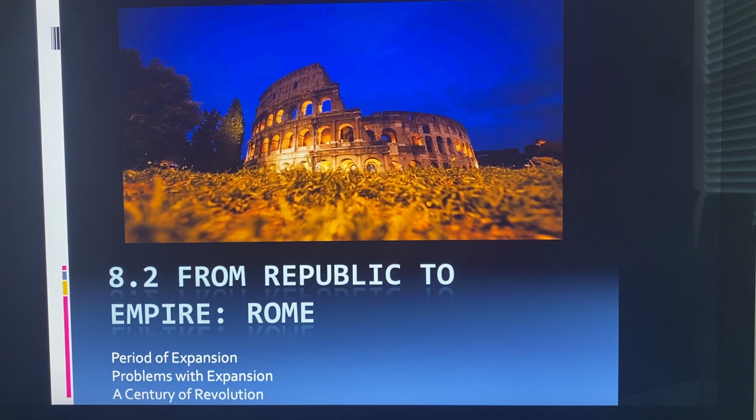So we are on chapter 8 of your world history, and we're starting with section 8.2, and we're talking about from republic to empire. We're talking about Roman history, the period of expansion, the problems with expansion, and then of course a century of revolution.